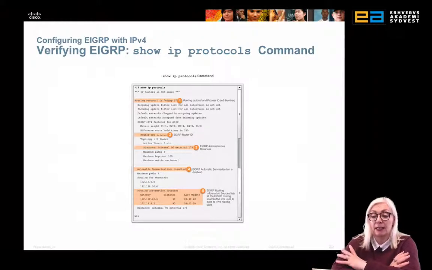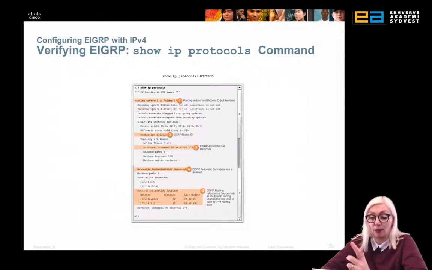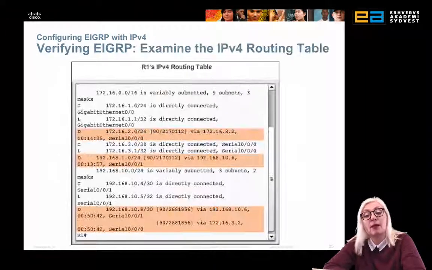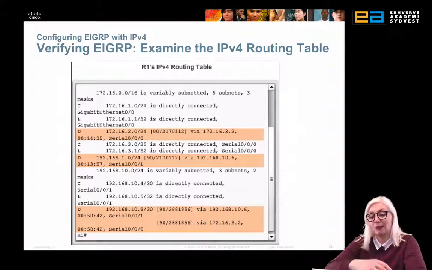It also says that auto summary has been disabled, for instance. We'll come to that later on. And then I can see my routers. And of course, also if I do a show ip route, I will see my information coming from EIGRP, and that has a D in front of it. Obviously, E has been used already, so D indicates that this is an EIGRP route.